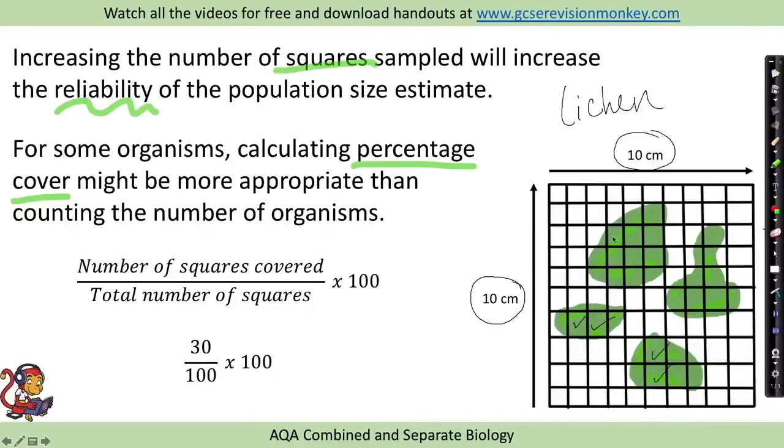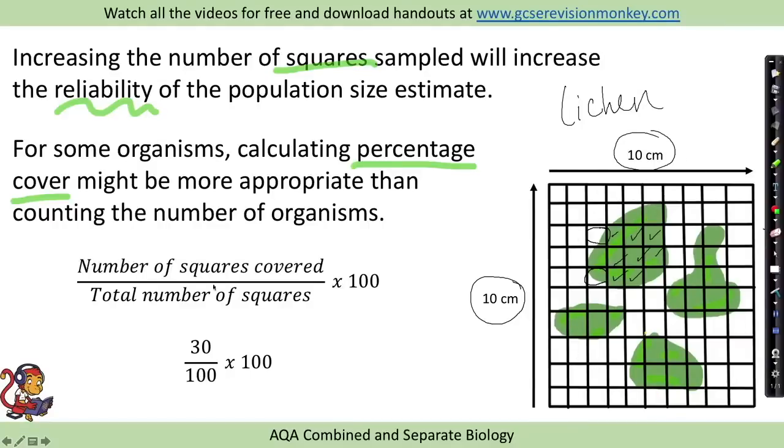Now, all of the whole squares you can just count up like so, and then we will look at any partial squares that we've got, like perhaps this one and this one, where they could fit together roughly to make a complete square. And we will continue to do this, estimating the total number of squares that are covered by the lichen.